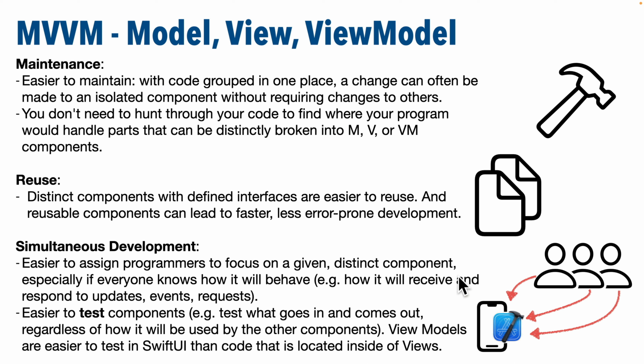An approach like this can also help simultaneous team development. It's easier to assign programmers to focus on a given distinct component, especially if everyone knows how it will behave. For example, how it'll receive and respond to updates, events, requests. And as we'll see in a future set of videos, these components are easier to test. And here I'm specifically talking about a professional method of software testing called unit testing. There's a special way to do this in Xcode, and this goes way beyond simply trying your code to see if it breaks. This can be especially important in SwiftUI, where view models are easier to test, and it's harder to test code that's embedded inside of views.